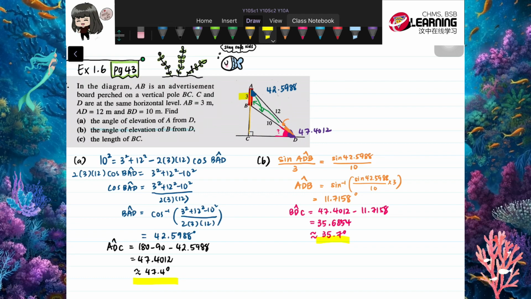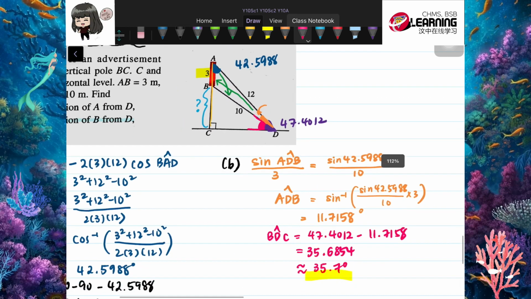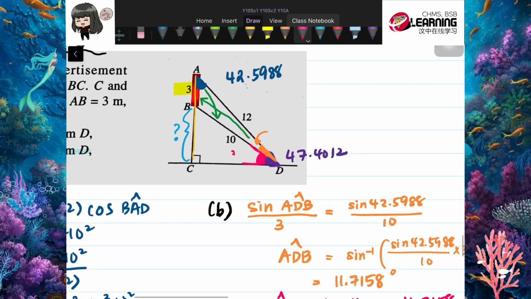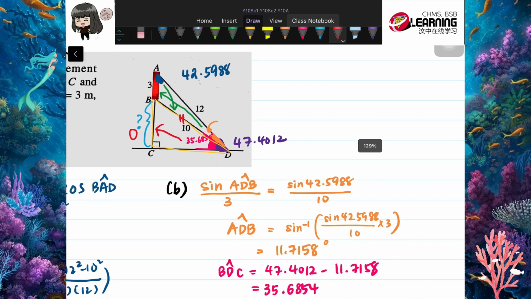Okay, the last one, C. Find the length of BC. BC is this line here. Okay, this is the length that you're gonna find. Okay, so the pink one we already found just now, 35.6854. Okay, so to find that, since it's a 90-degree triangle, we're gonna use this triangle here. This one is opposite, and hypotenuse is your 10. Therefore, we can find the answer.